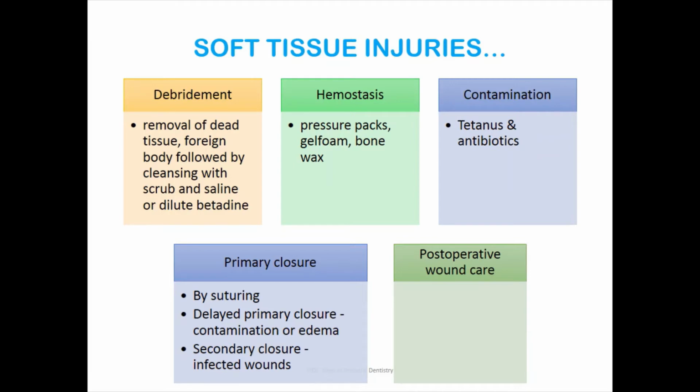Hemostasis is to avoid any excess loss of blood from the body by application of pressure packs, gel foams, bone wax. Any contaminated wound needs to be treated with antibiotics and tetanus toxoid has to be given. Next, primary closure is by suturing.